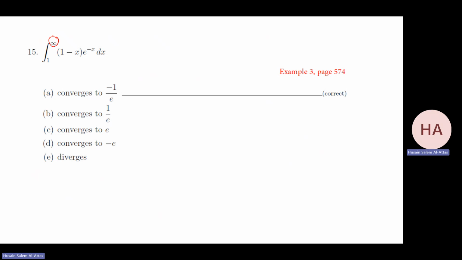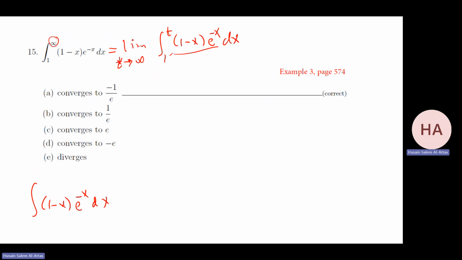My concern is about infinity. So this is the limit as t goes to infinity, 1 to t, of 1 minus x times e to the minus x dx. I need to do this integral where I need integration by parts. Actually tabular will do it. So I have 1 minus x, e to the minus x, be careful, minus 1, 0, minus e to the minus x.